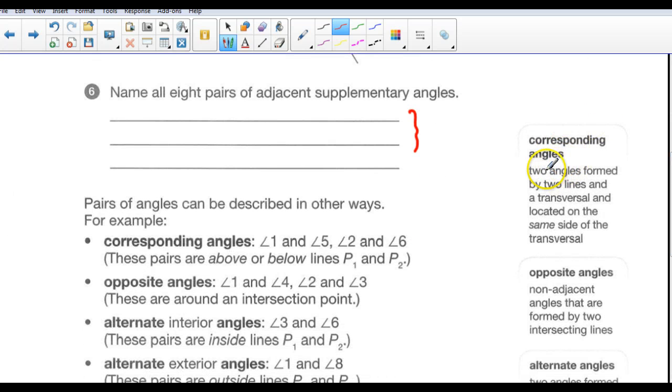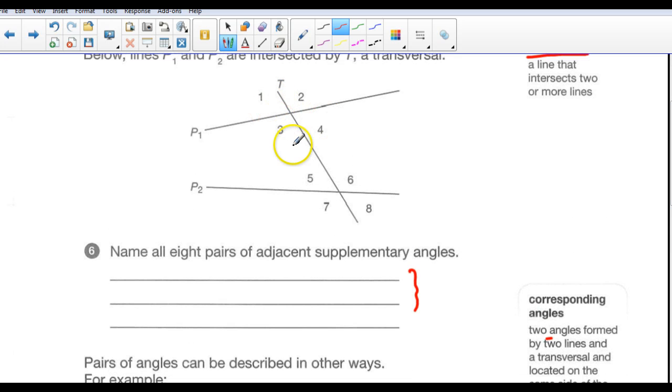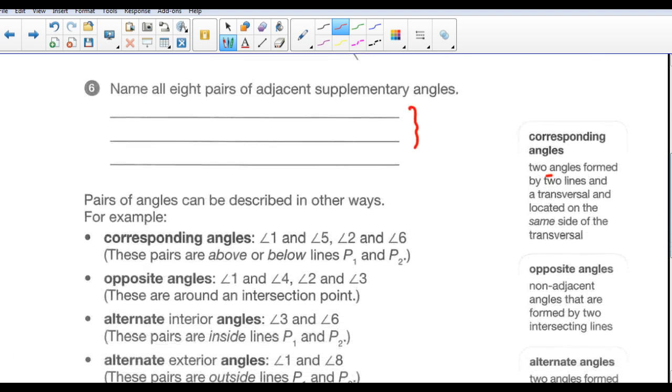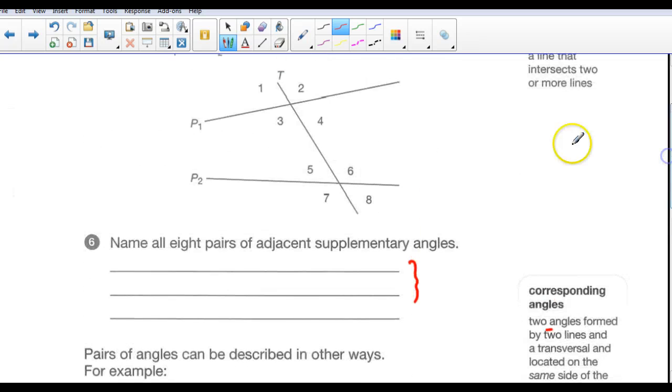Corresponding angles. Corresponding angles are 2 angles formed by 2 lines and a transversal and located on the same side of the transversal. So pairs of angles can be described in other ways. For example, corresponding angles. Angle 1 and 5. So let's go back up here. Angle 1 and angle 5 are what we call corresponding angles. They're located on the same side of the transversal. Angles 2 and 6.